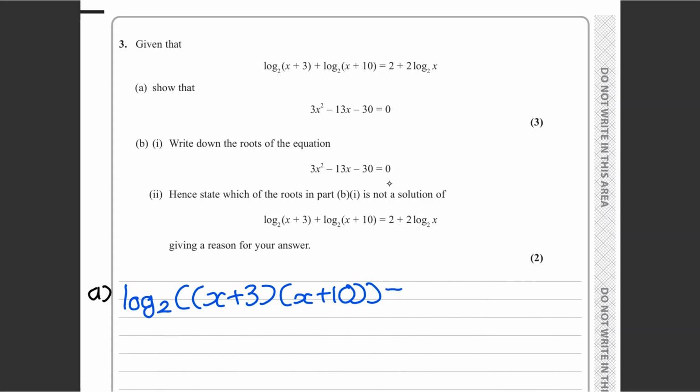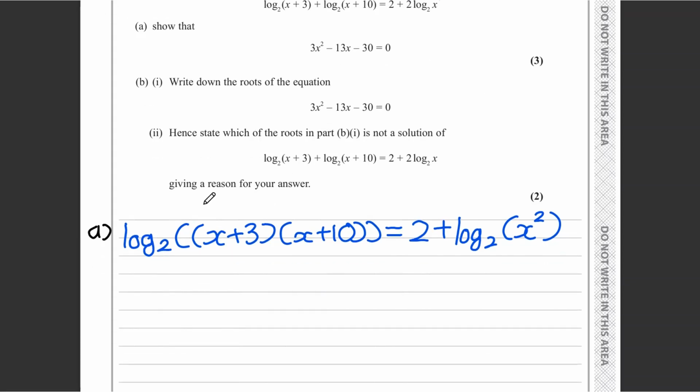And then this is going to be equal to 2 plus, so we have this 2 log base 2 of x. Remember, when you have a coefficient in front of a log, you can bring it into the log as a power. So we can write this as log base 2 of x squared, like this here. Okay, so this side we've got it all into one log, so this is fine.